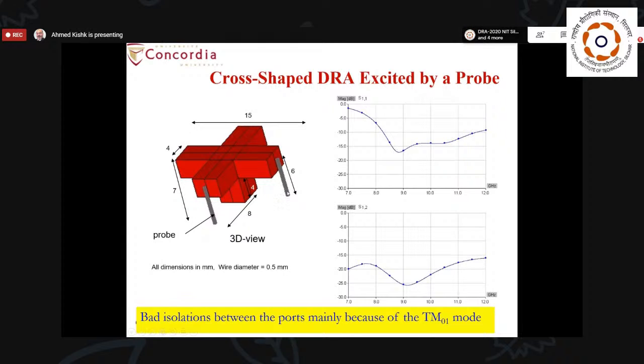So that means I have also two monopoles close to each other that have a strong coupling between them, and that again deteriorates the coupling. Although it has a wider bandwidth in terms of the isolation compared to the one with probes inside the cylindrical DRA.